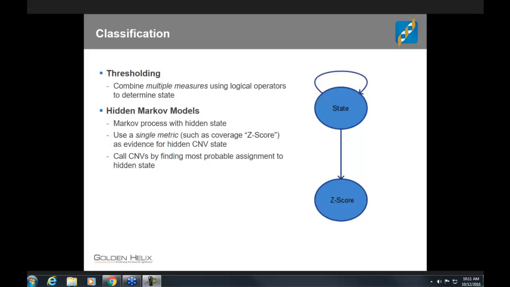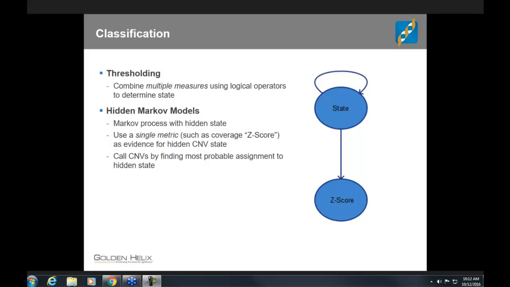Hidden Markov models are different. Hidden Markov models are probabilistic models. Specifically, they're Markov processes in which you have a hidden state that you're interested in. In our case, this would be the actual CNV state of a particular target. And you have an observed state that is your evidence. In the literature, they often use a z-score for this. And you call CNVs by setting your evidence in the model, and then performing inference to determine the most probable state assignment for your hidden state variables.